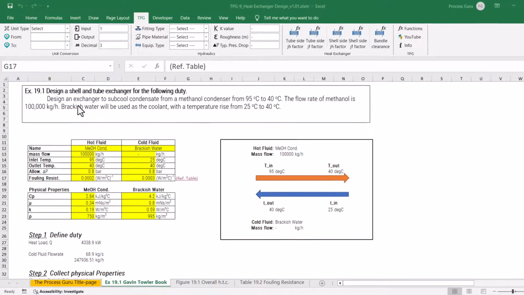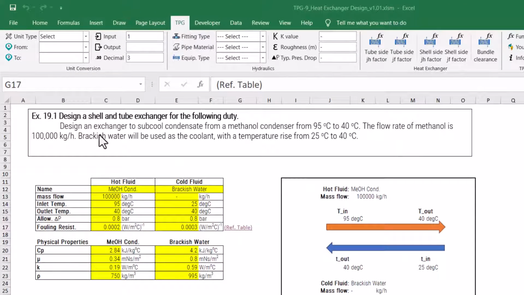I'm going to show you the step-by-step method of how to design a shell and tube heat exchanger using Kern's method. For this purpose, we have taken example number 19.1 from Gavin Towler's book. I have been using the second edition.